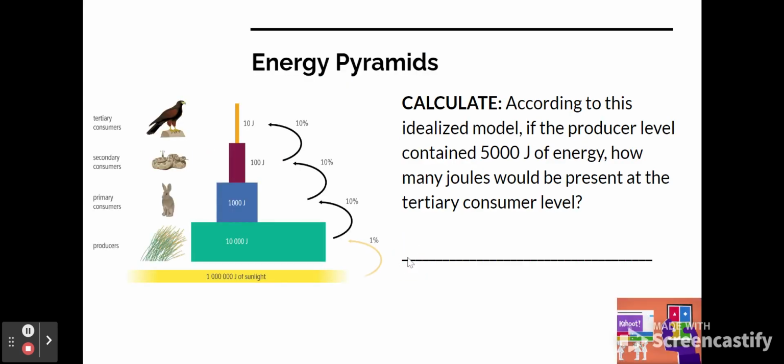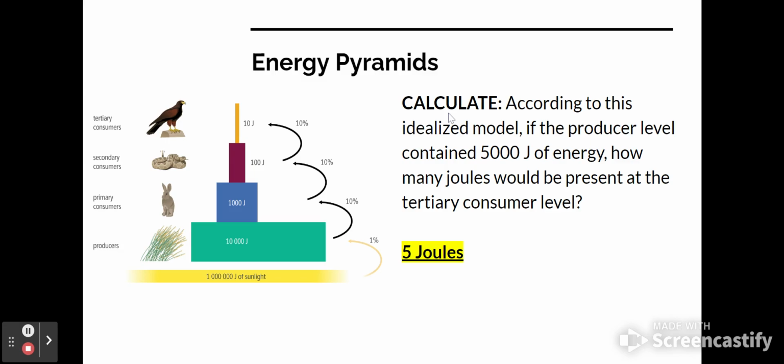Okay? So I want you to calculate using this idealized model of moving 10% of energy to the next level. If we started out with 5,000 joules down here, how many joules would be at the top? And you should put 5 joules, because if we start off with 10,000, we get to 10. Then if we start off with 5,000, we'll get to 5.